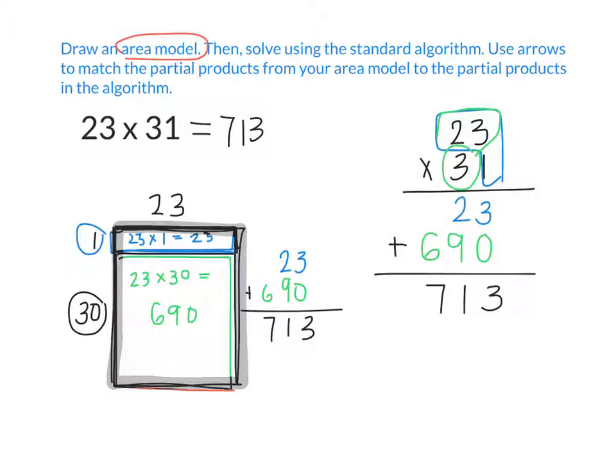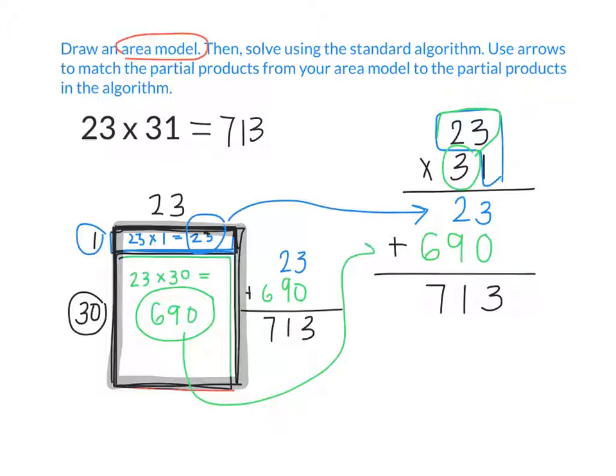Okay, so let's see. The directions tell us to draw an area model and then use arrows to match the partial products from our area model to the partial products in the algorithm. What I notice here is I have 23. That's one partial product. I can draw an arrow to show that, hey, there's 23 too in my standard algorithm. And then 690 was my area of my second rectangle. And there's 690 in my standard algorithm too. And then of course when I added them up, I got the same answer for my total product.